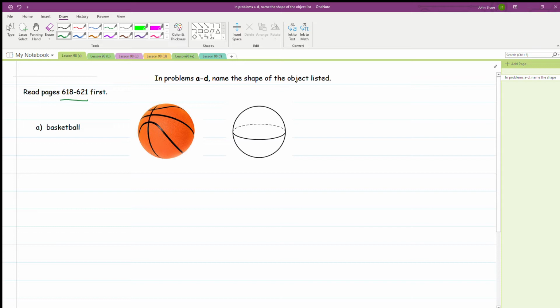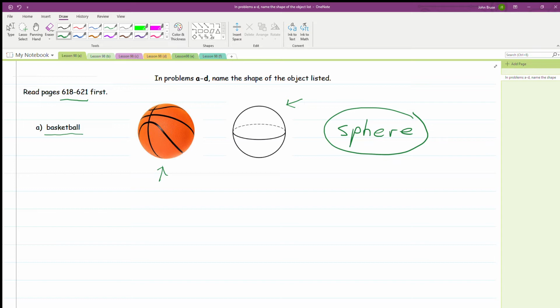The directions on page 621 say, in problems A through D, name the shape of the object listed. So A says basketball, and we have this little picture of a basketball here. And here is the shape that's in your textbook. If you can guess what it is, that'd be great, before I give you the answer. This is a sphere. A sphere is like a three-dimensional circle of sorts.